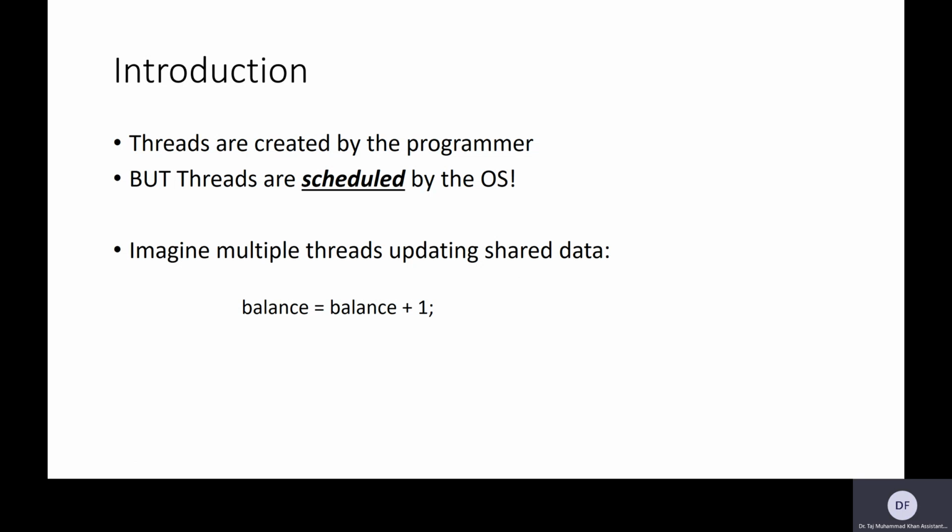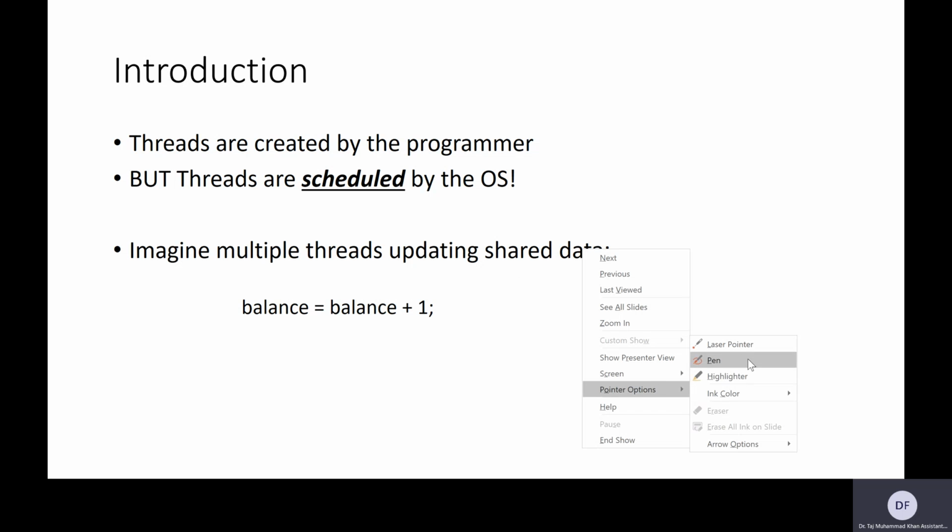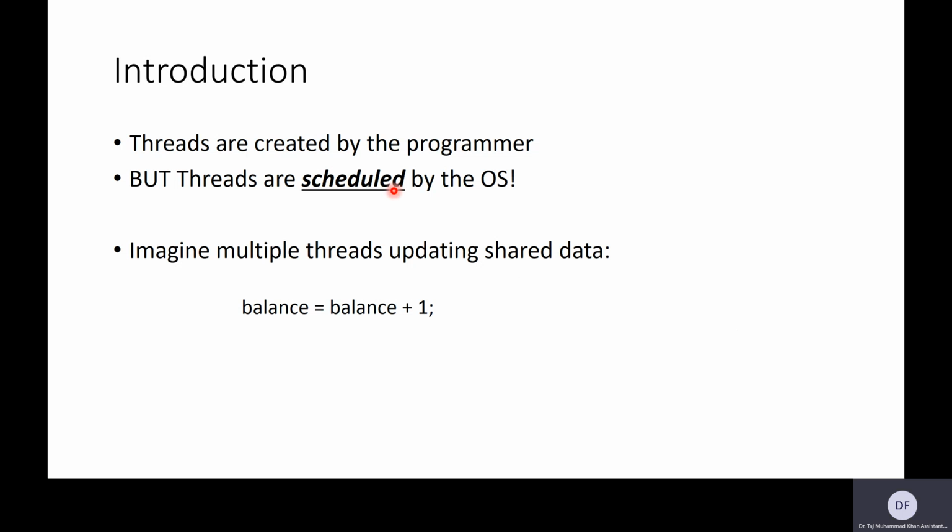As we saw earlier, we can create multiple threads, but the scheduling of those threads is not in our control. It was this indeterminacy of scheduling which causes the instructions to execute in multiple orders, and some of those orders are bad and can result in race conditions. Our example was counter equals counter plus 1. Here it is balance equals balance plus 1. It's the same thing.